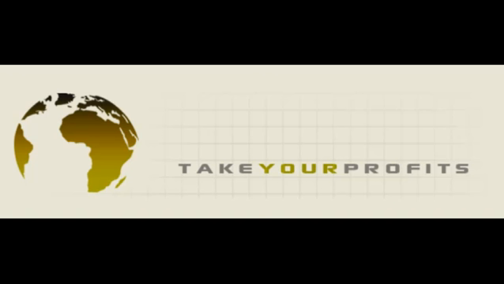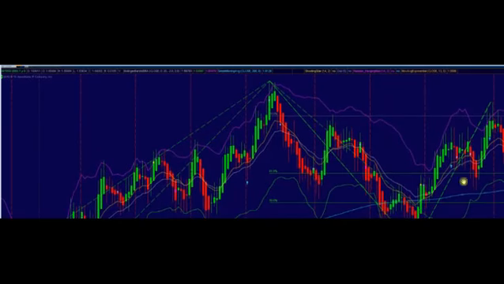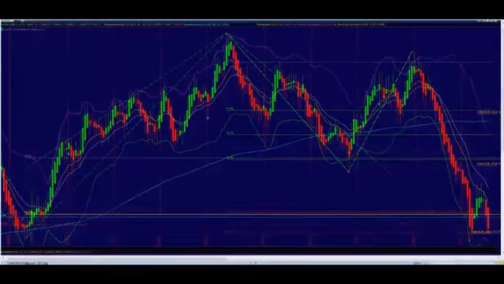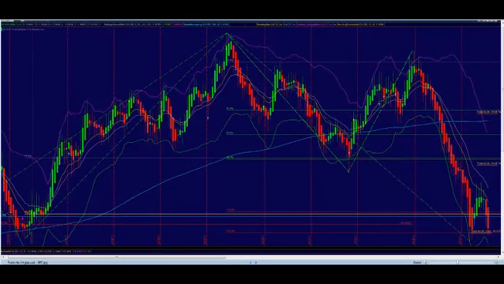This is going to be the post-trade review for trade number 94, which was a long entry in the British pound US dollar market. Going right into the charts, I just want to go ahead and look at the details of my technical analysis.